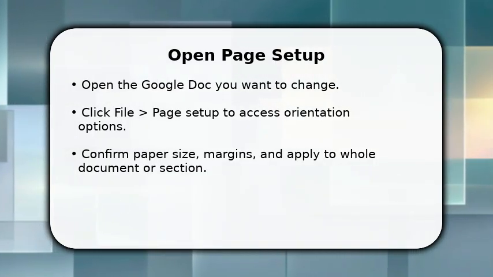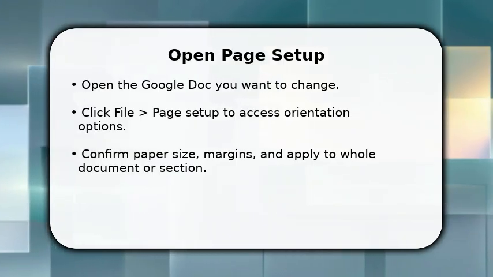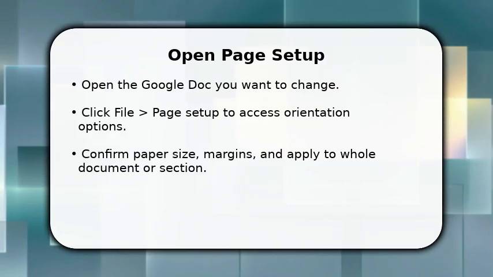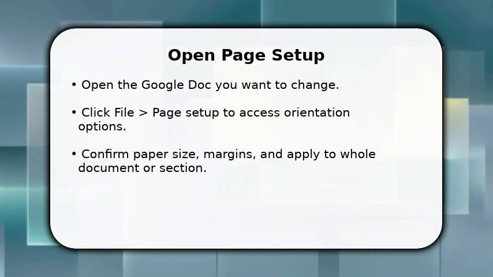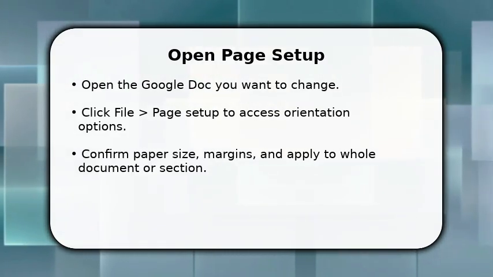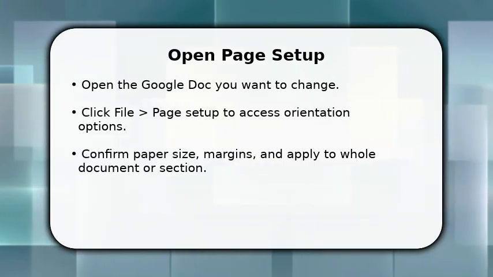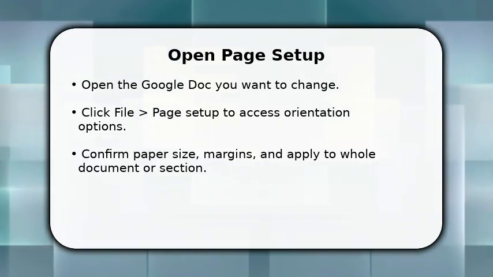Next, select Landscape under Orientation. This flips width and height immediately. Once done, decide whether to apply the change to the whole document or from this point forward for a section. Make sure to save or note current margins before you continue.